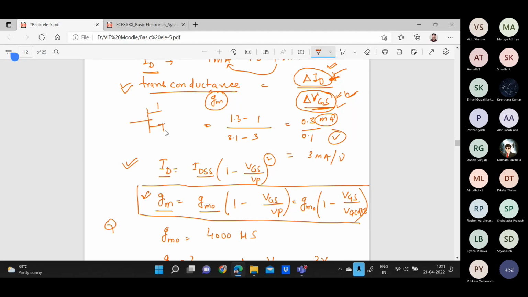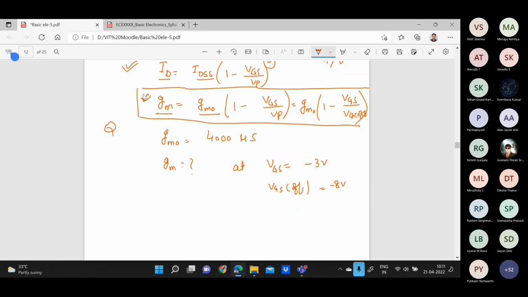See, you are applying VGS. If you change this input voltage, there will definitely be a change in the ID here. So this is the property by which you measure the change in the drain current when you change your input voltage. So this is the transfer.